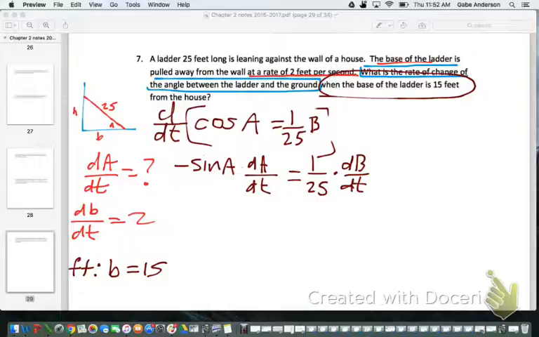Nice job. It's easier when you do 1/25 b versus b over 25, right? To me, visually, it just makes more sense. It's easier to see. You can make your own judgment call on that. Well, guys, we are not out of the woods yet. Let's keep going with this.